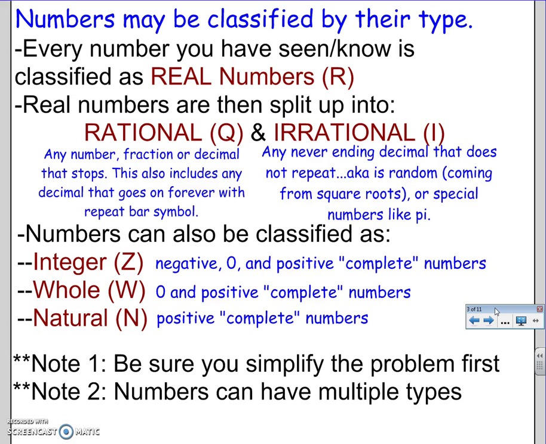For example, 0.3 repeating goes on forever, but it's a fraction, 1/3. Irrational is any never-ending decimal that does not repeat or is random. It comes from square roots and special numbers like pi.